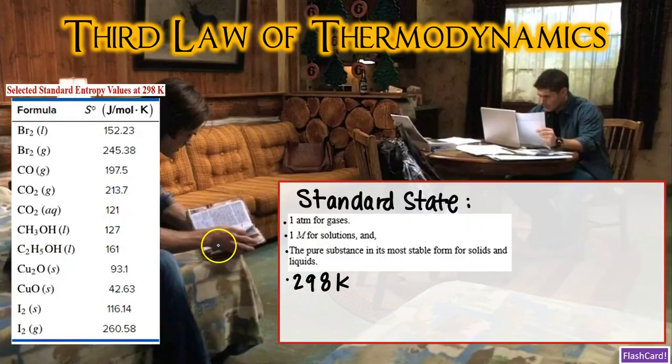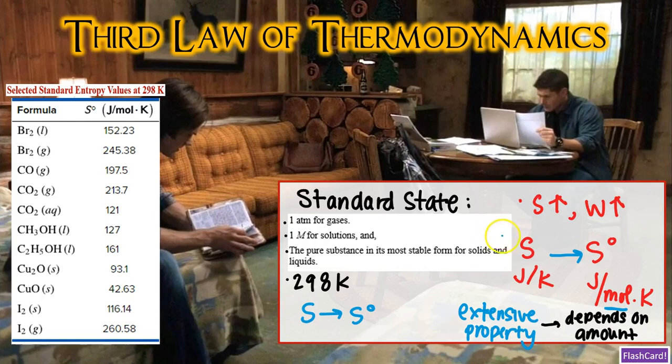Being able to get the S values for several substances at 298 Kelvin is useful for us in chemistry. In thermodynamics, we will compare entropy values at 298 Kelvin in standard states. So we have to remember what a standard state is. A standard state means that we're going to be, of course, at 298 Kelvin. We're going to be at 1 atmosphere for gases, 1 molarity for solutions, and the pure substance that we're using must be in its most stable form for solids and liquids. So now when we discuss entropy, you will see the degree symbol, or the naught symbol, and that's going to verify that we are in the standard state.